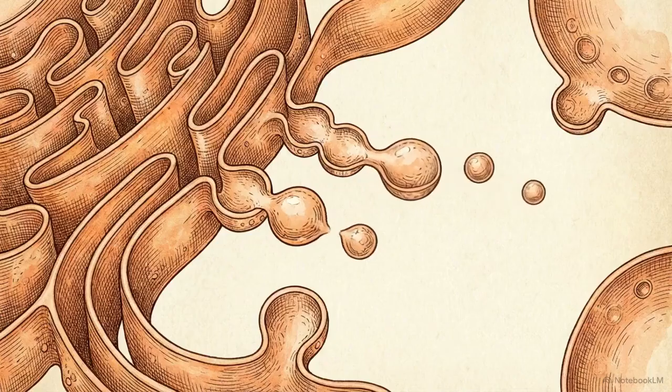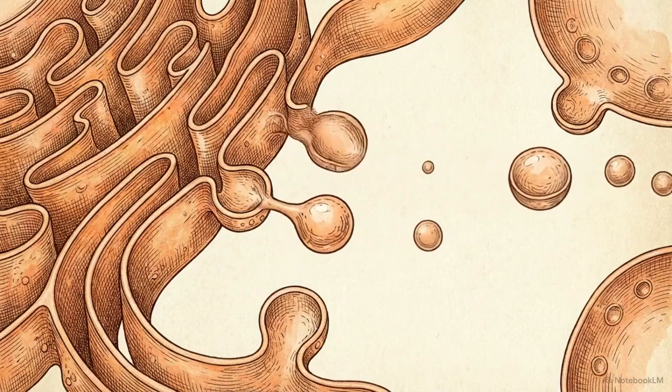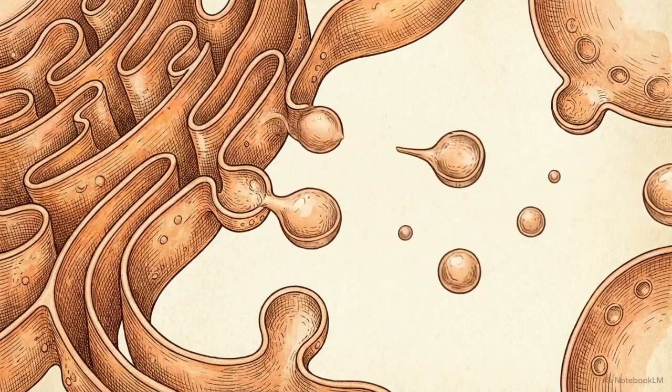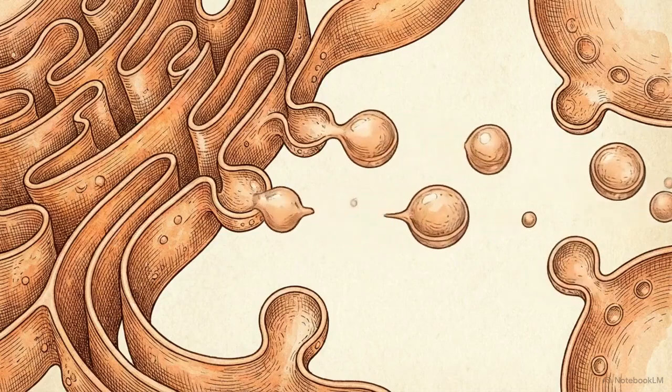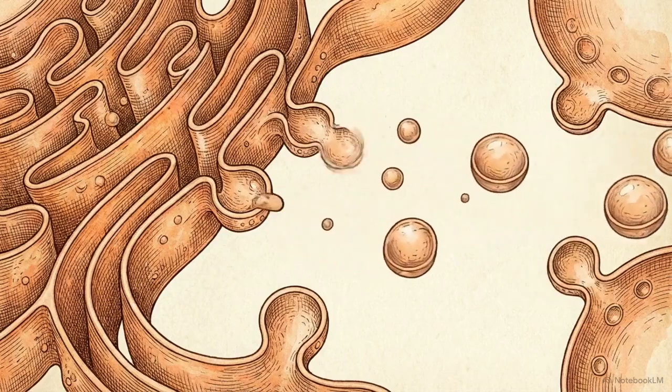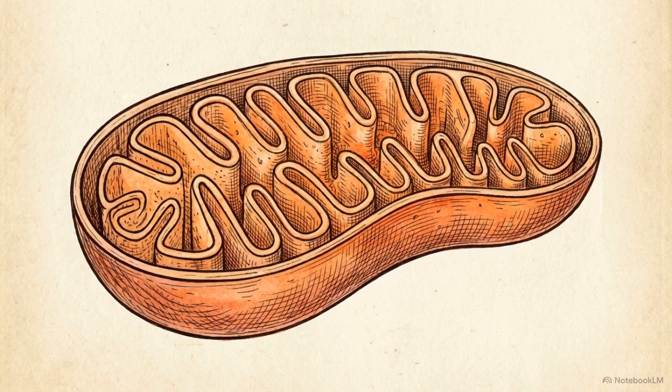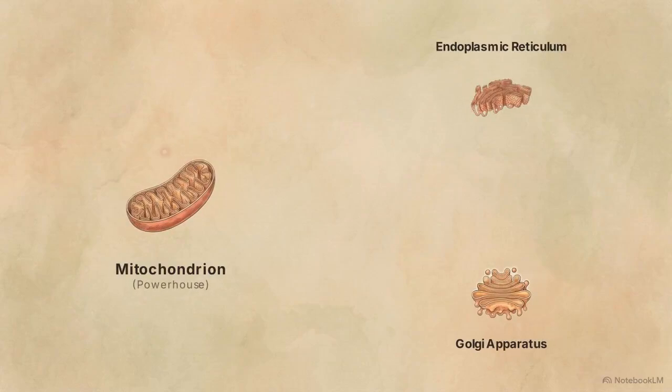This transit is constant. Nutrients and proteins are sealed inside tiny fluid sacs called vesicles, which float seamlessly between these factory organelles. None of this manufacturing happens without power. That's provided by the mitochondria, the powerhouses of the cell. They generate ATP, which acts as the chemical energy currency required to run the entire operation.